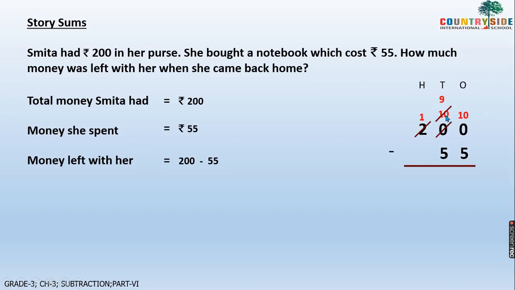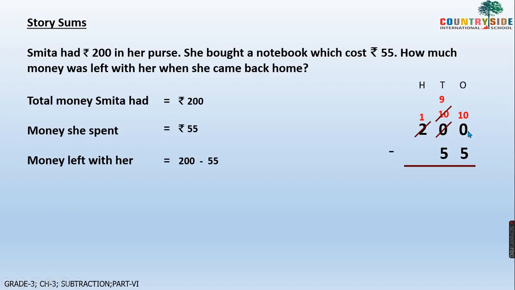Now out of 10 we can subtract 5, but here also we have 0. So what will you do, children? This 0 will again borrow one number from this 10. So again we will cut this 10 and we will write 9 over here, and 1 will go over here and it will become 10.